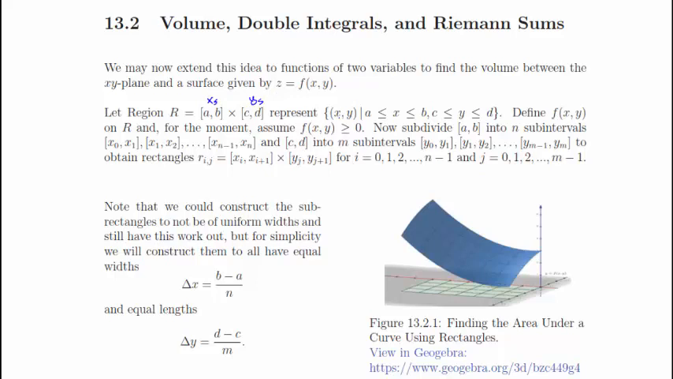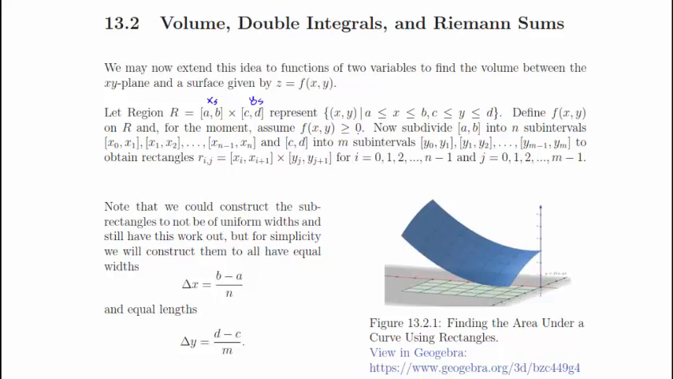Let R represent the set of x, y such that a is less than or equal to x is less than or equal to b, c is less than or equal to y is less than or equal to d. So define f of x, y on R, this rectangular region that we're talking about, and for the moment assume that f of x, y is greater than or equal to 0.